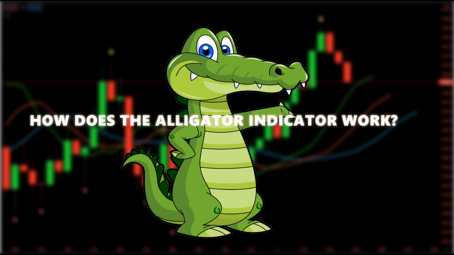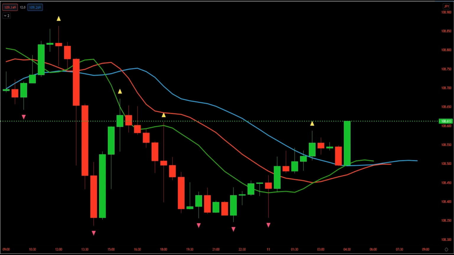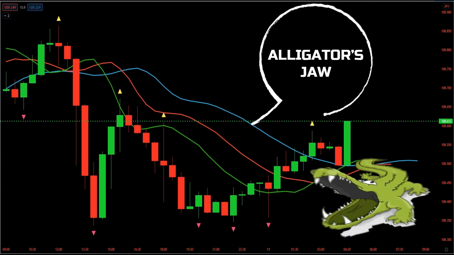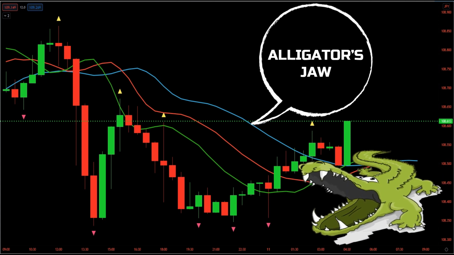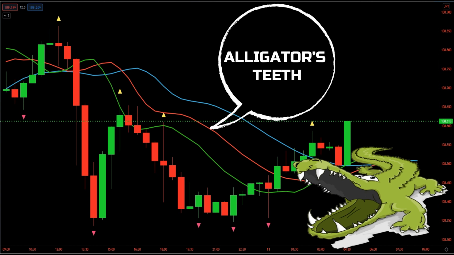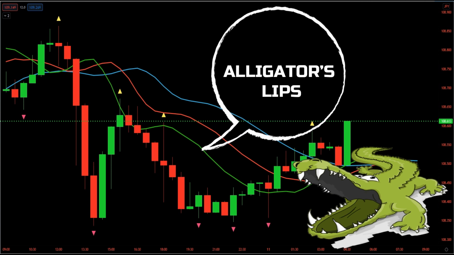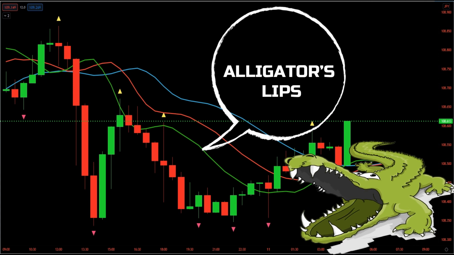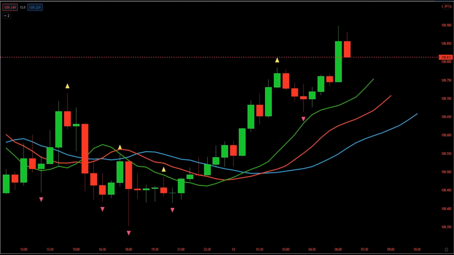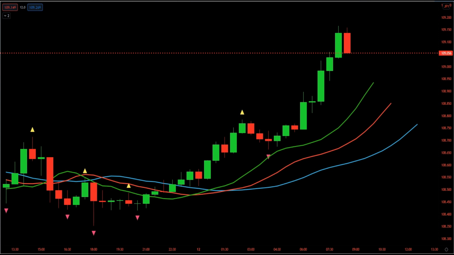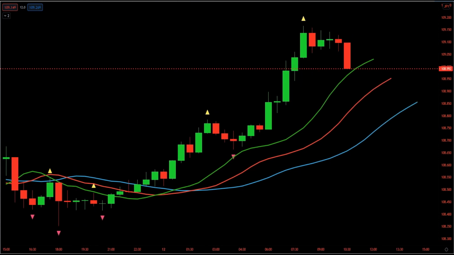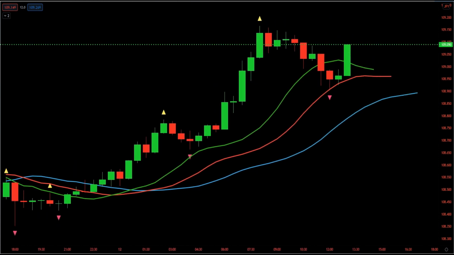How does the alligator indicator work? This indicator consists of 3 specific moving averages. The 13-period line is called the alligator's jaw, blue color. The 8-period line is called the alligator's teeth, red color. The 5-period line is called the alligator's lips, green color. We will go more into this indicator in a bit. Each of these lines has a specific name because we will reference them later on in the strategy.